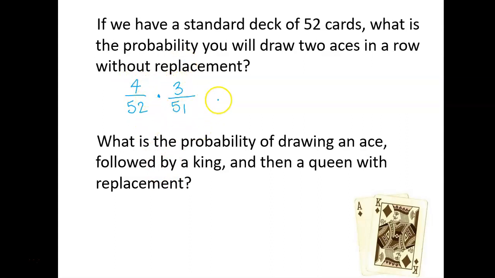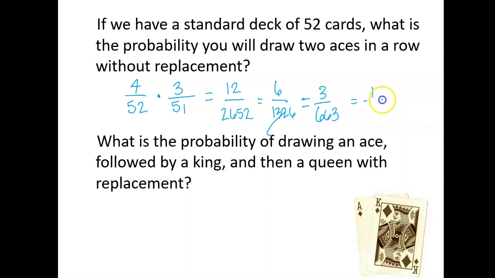So 4 out of 52 times 3 out of 51 is 12 over, and 52 times 51 is equal to 2652. So start reducing that down. First, I'm just going to divide them each by 2, and that would give me 6 over 1326. I can reduce them both by 2 again, and that would give me 3 over 663. And 3 will go into both of those, giving 1 out of 221.